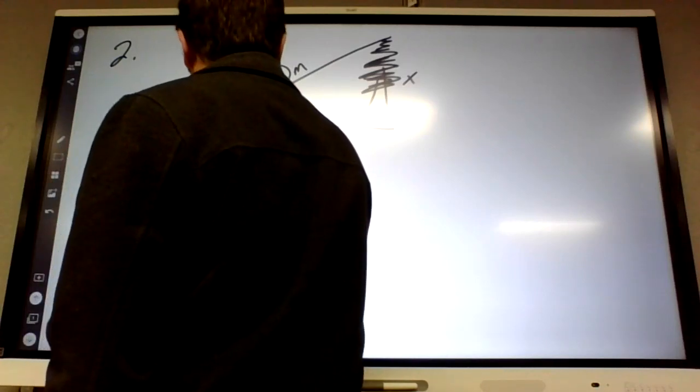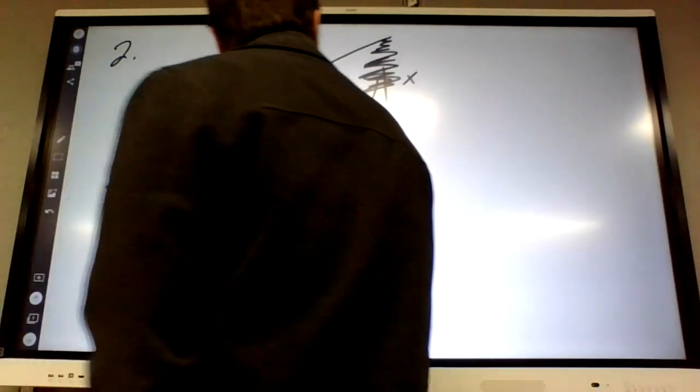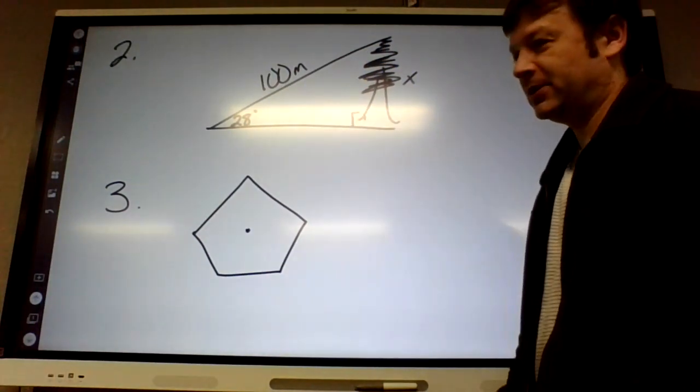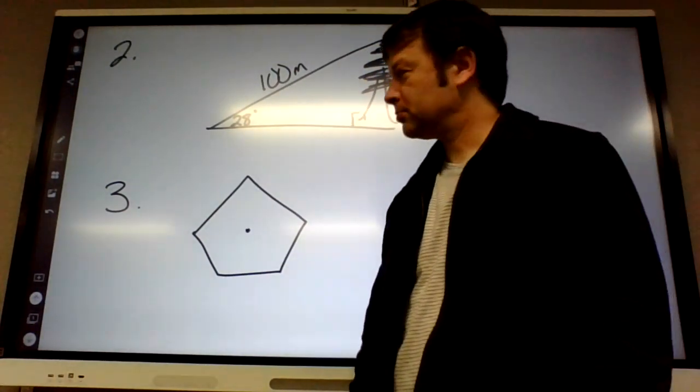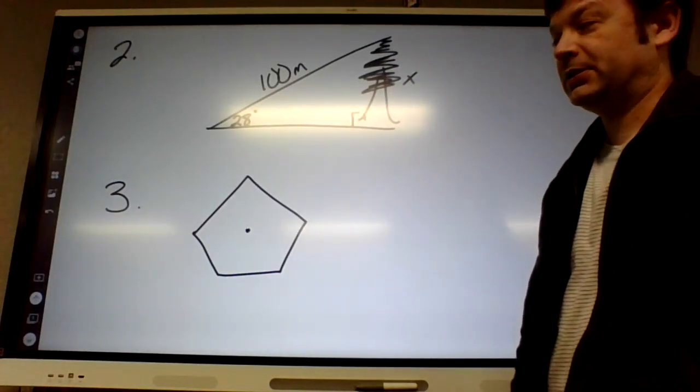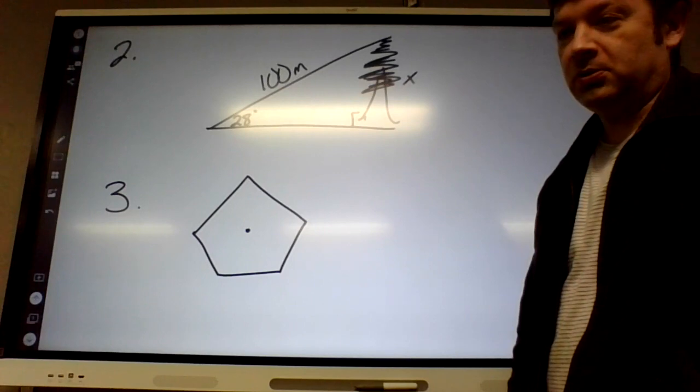What if it's not a right triangle? It's not a right tree. Gotta be a right triangle. Trees stick up at an angle. I guess if the tree was warped, the trees can grow different ways.